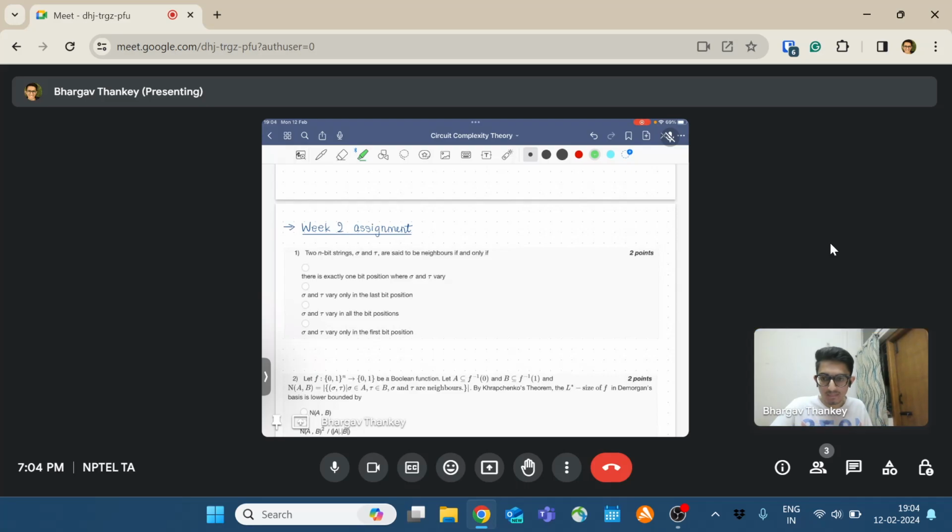There is exactly one bit position where they vary. So most of these are just recalls.